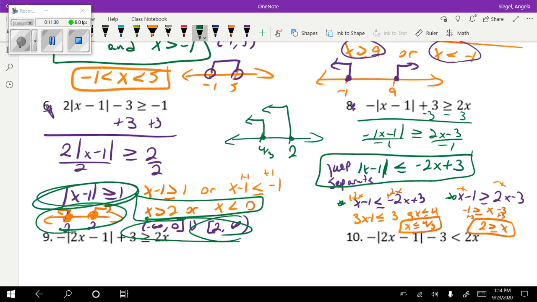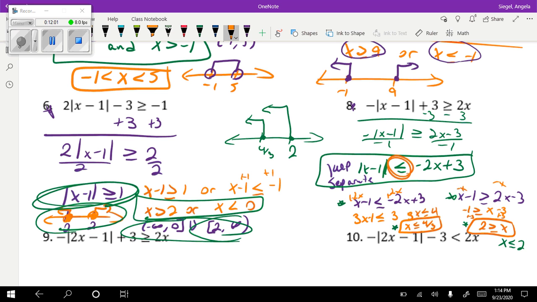So I have x minus 1 is less than or equal to negative 2x plus 3, and x minus 1 is greater than or equal to 2x minus 3. And then I'm going to solve. And so I got x is less than or equal to 4/3, and x is less than or equal to 2. So notice here that this is going to be an and.